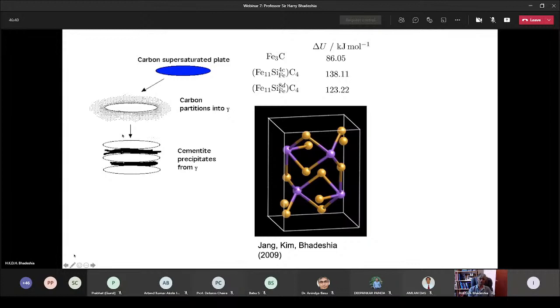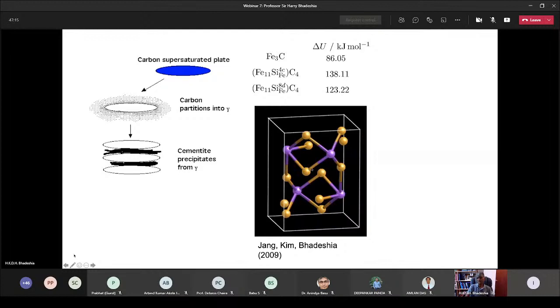Okay, I don't mind the carbon partitioning into the austenite because that will allow the austenite to be retained, and austenite is a good thing for toughness. But I do not want cementite precipitation. So if you go back more than 100 years, you know that in cast irons, when you have a large silicon concentration, you favor the formation of graphite rather than cementite. And the reason is that the cementite lattice, which is illustrated here, does not like to have silicon.